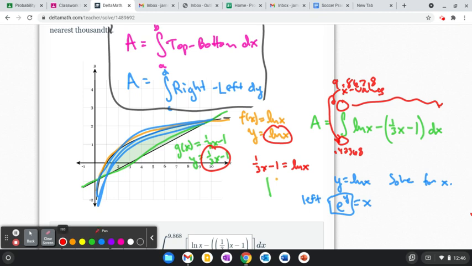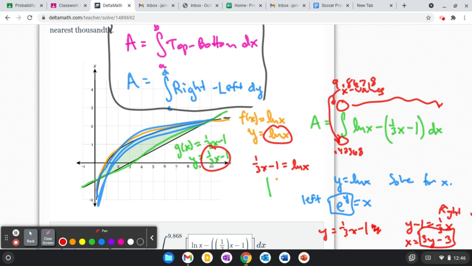And then in my other function as well, I also need to do that. So I had 1/3 x minus 1, and we'll say y equals that. Then I just add the 1 over: y plus 1 equals 1/3 x. And then I just need to multiply everything by 3, so x equals 3y minus 3. Just times by 3 to get rid of that 1/3. All right, so that's my other function. This is going to be my right function.